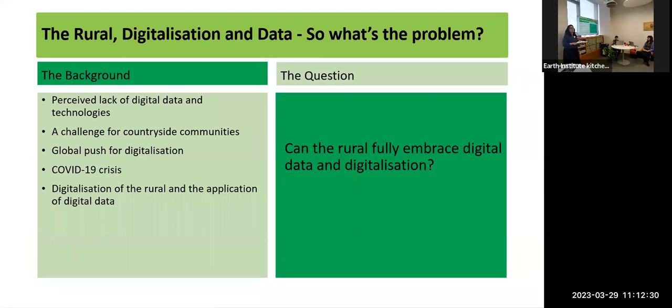Obviously, the COVID-19 crisis gave us a lot of a push towards digitalization. We talk now more about remote working and this idea that that's the future for rural areas. I've got issues with that, but that's a whole other story. And we talk about digitalization of the rural and the application of digital data. So really, the question for our project is, can the rural fully embrace digital data and digitalization?